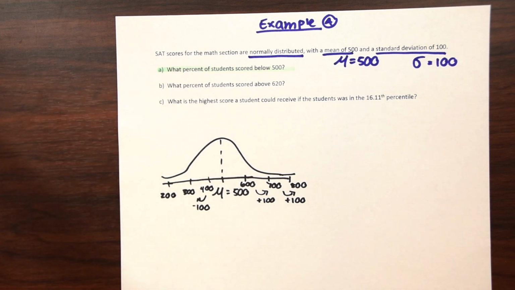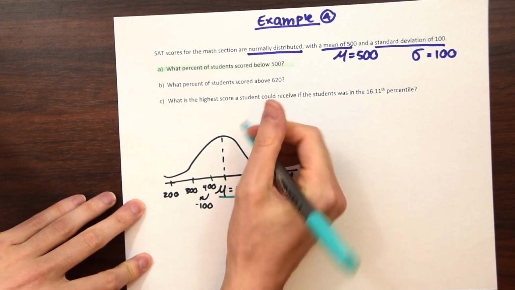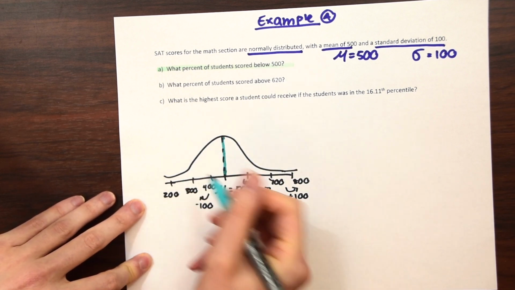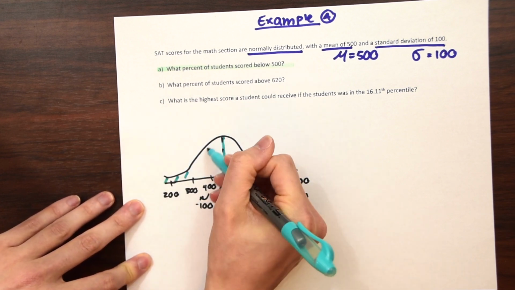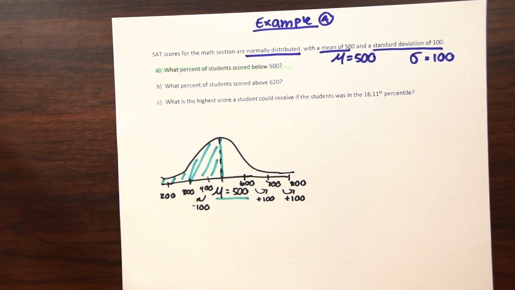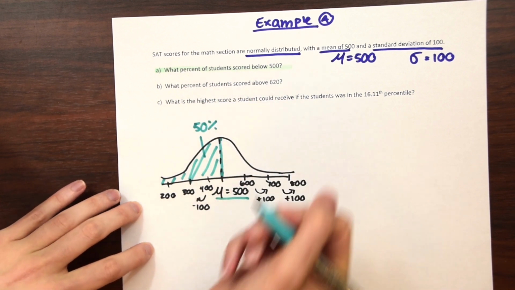So this is where drawing these curves really comes in handy, because we want to visualize what percent of students scored below a 500. So we know 500 happens to be the mean. So we want to know the probability, the percentage of students that scored below 500. So everything less than 500, everything to the left of this mean in the bell curve. So you can see right away that this is going to be 50%. So you can just kind of eyeball this question, but we're going to do it the long way also.